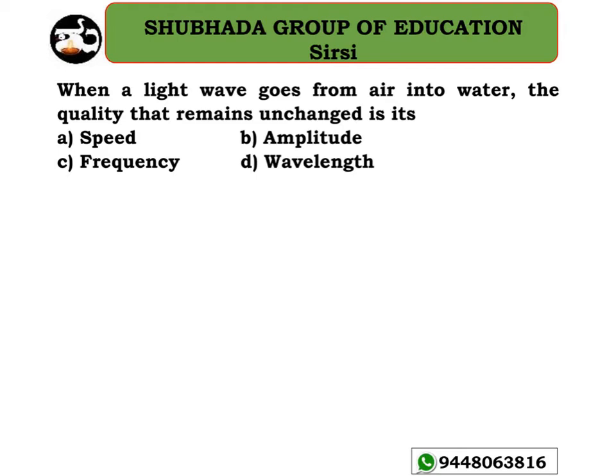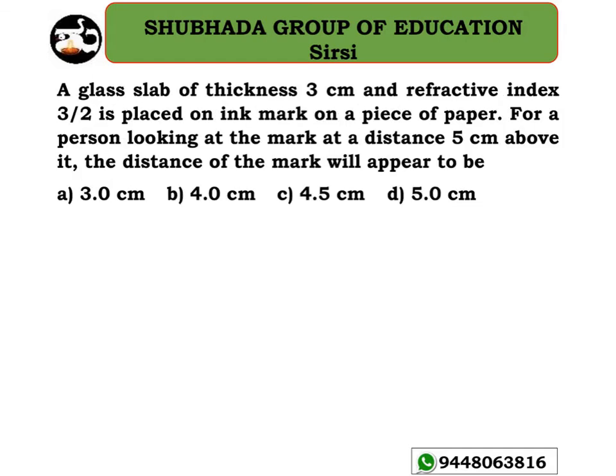This is a problem on geometrical optics. When a light wave goes from air into water, the quantity that remains unchanged is its frequency. It's a theoretical question. The answer is frequency. When a ray of light moves from one medium to another medium, its frequency remains the same. Move to the next problem.